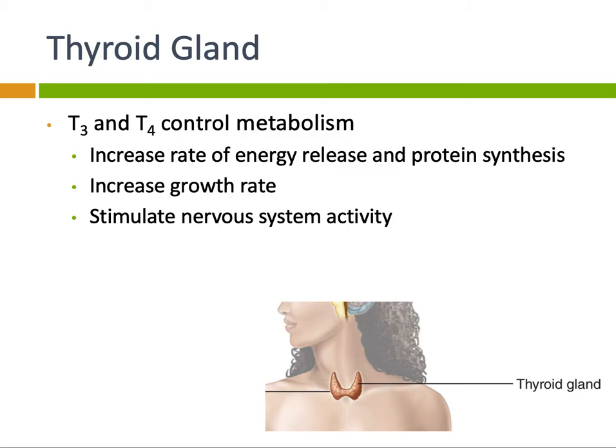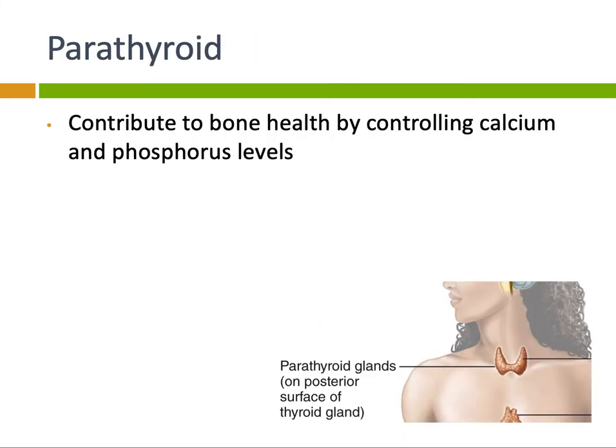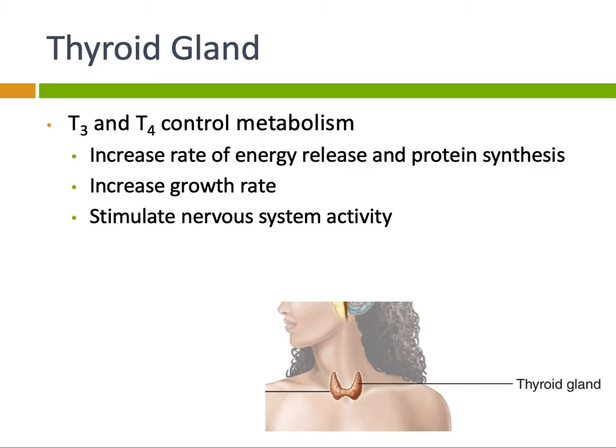So hypothyroidism and hyperthyroidism are common problems that people can have. When you have too low, hypothyroidism, you'll see symptoms like fatigue, cold sensitivity, dry skin, and unexplained weight gain. When you have hyperthyroidism, you'll see symptoms that include unexpected weight loss, rapid or irregular heartbeat, sweating, and irritability.